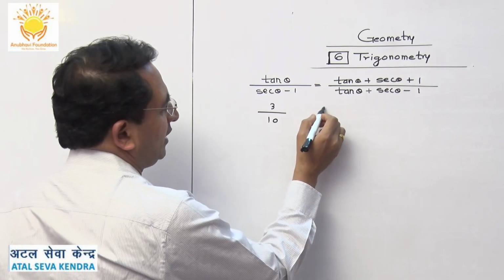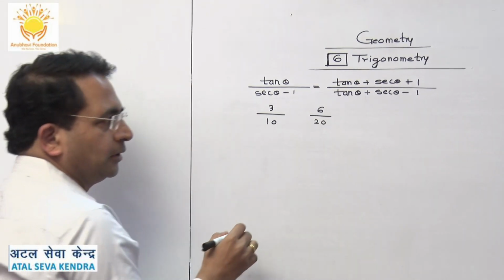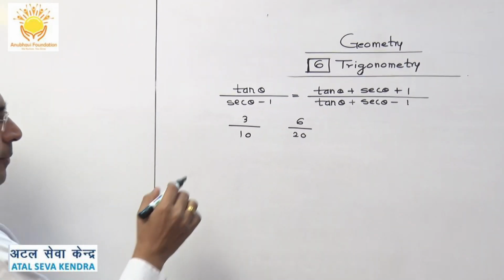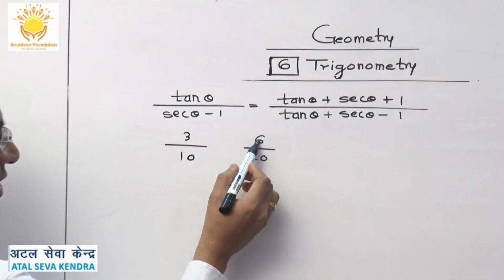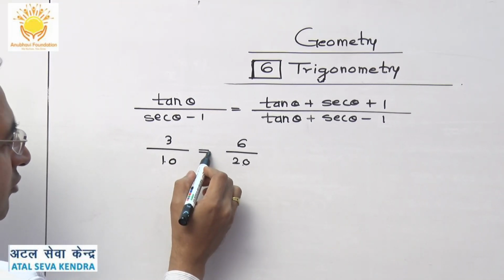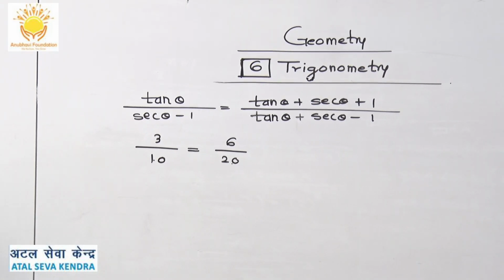Now the next part I am writing as 6 upon 20. Now what we say here: 3 upon 10, if I multiply 3 by 2, then we'll get 6. 10 multiplied by 2 is 20. That means the ratios are equal. Now suppose I do one more thing.